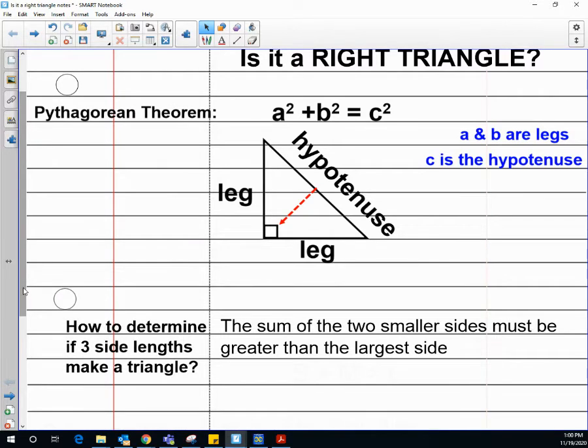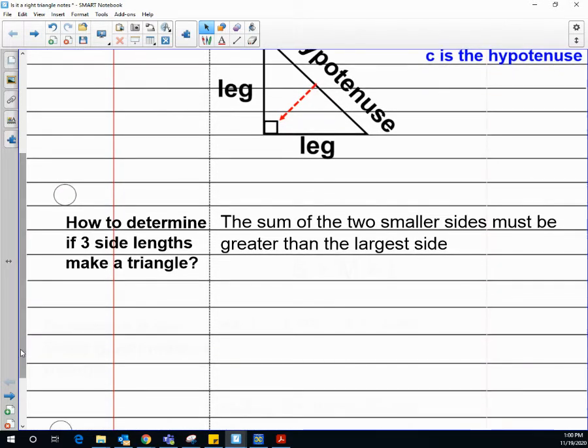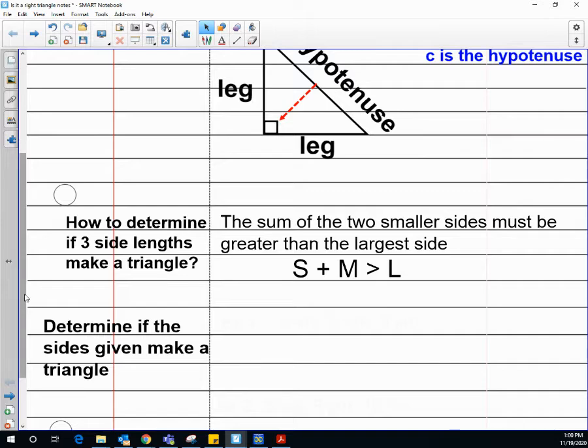So we're going to go back and talk a little bit more about, remember, how do we determine if three sides make a triangle? And this is any kind of triangle. Remember what we did: the sum of the two smaller sides must be greater than the larger side. So add the small and medium and see if that sum is greater than the large. This is how we're determining just if it is a triangle. So we're going to do a couple of example problems.